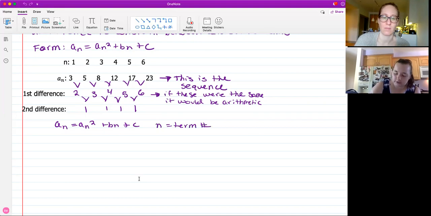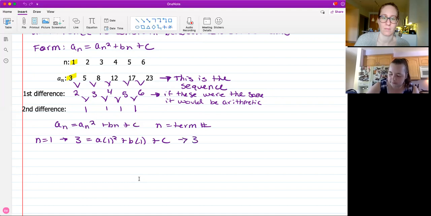Okay, so going through here, we have n equals 1, and this is 3. So here, n equals 1, and it's 3. And then this equals a1 squared plus b1 plus c. And that will simplify just to 3 equals a squared plus b plus c. And remember, c is a constant, right? So just keep that in mind when you're doing these.